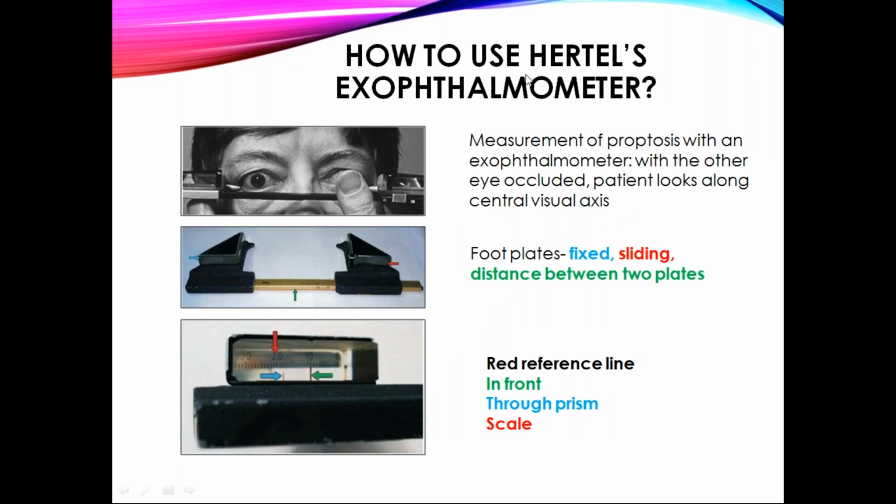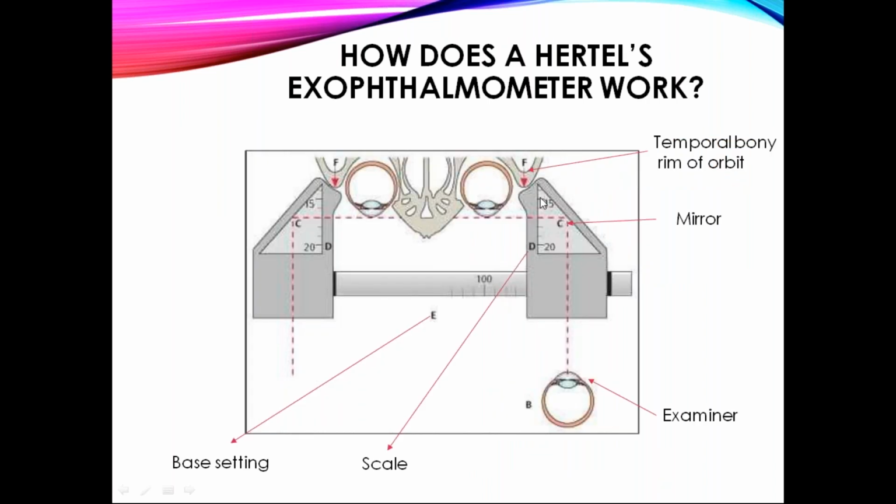Now this is an example of how to use a Hertel's exophthalmometer. You can see that these are the supports where it is placed on the lateral orbital rim. One eye is occluded with the thumb of the examiner, and you note down the base readings. This one is fixed, and this is a sliding scale. And you measure, you see these readings here, like in the previous picture I showed.